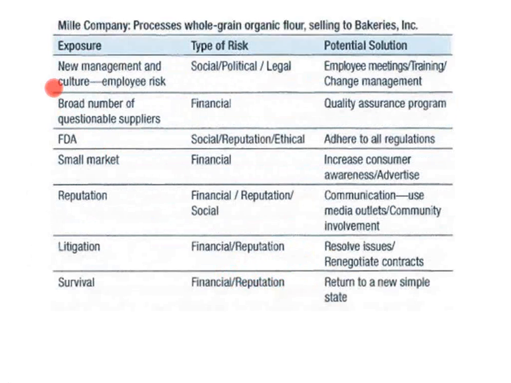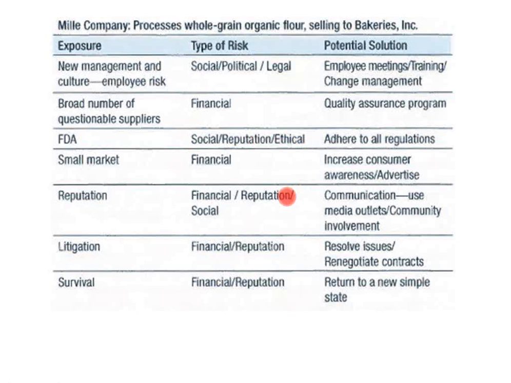The mill company, which now produces this inferior product or sells the grain, has new management and culture, so the types of risk are social, political and legal, and how they might handle that: employee meetings, training, change management, how they can talk about that. They have a broad number of questionable suppliers, again financial, a quality assurance program, the FDA, adhering to all regulations.